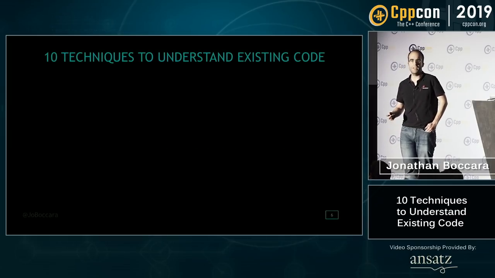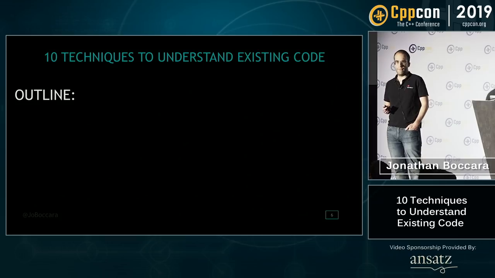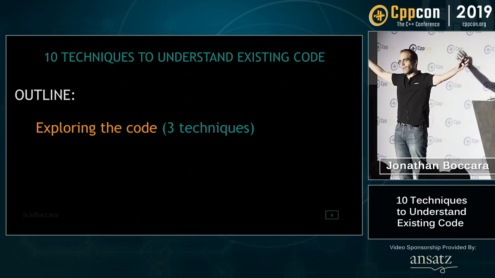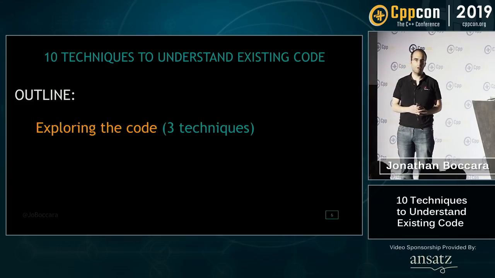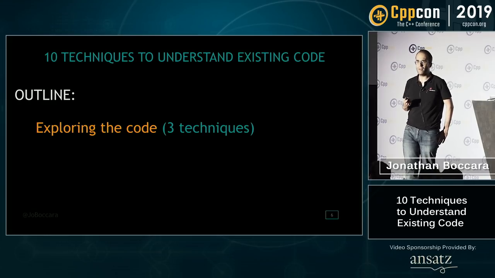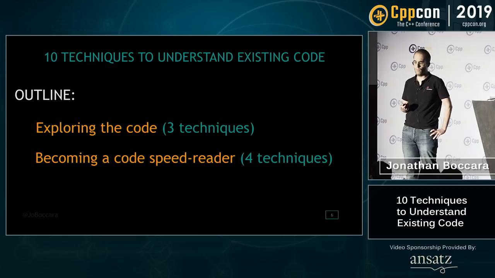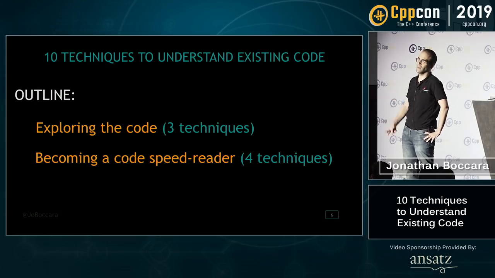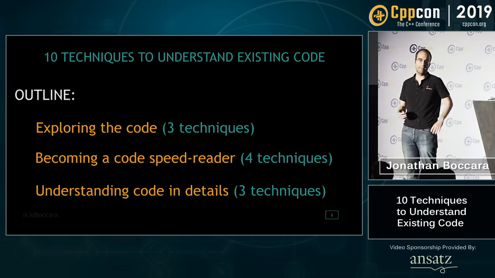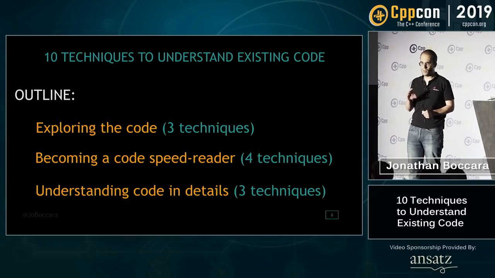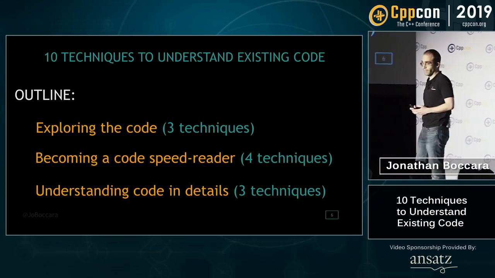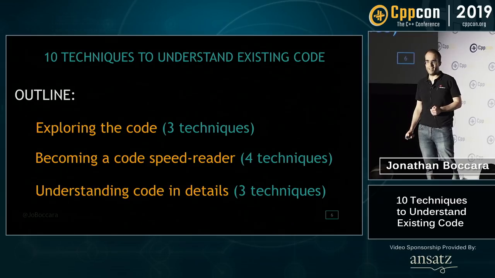We're going to proceed in three steps. The first step, we're going to explore techniques to have a broad overview over a code base, locating stuff, that kind of thing. In the second part, we're going to see how to make sense of code pretty quickly, becoming a speed reader of code. And in the last step, we're going to see three techniques to understand code in the small details whenever we need to do that, even though we don't need to do that all the time. All right, let's start.